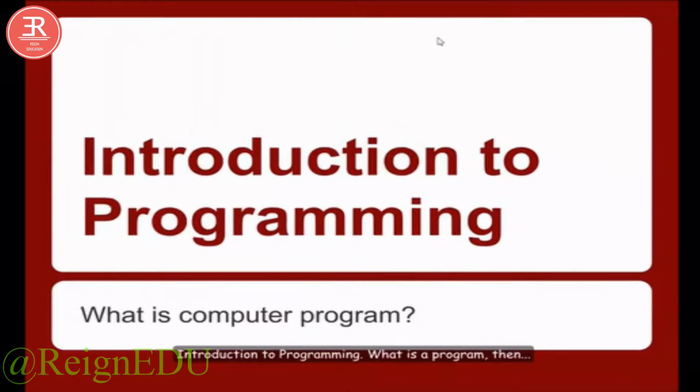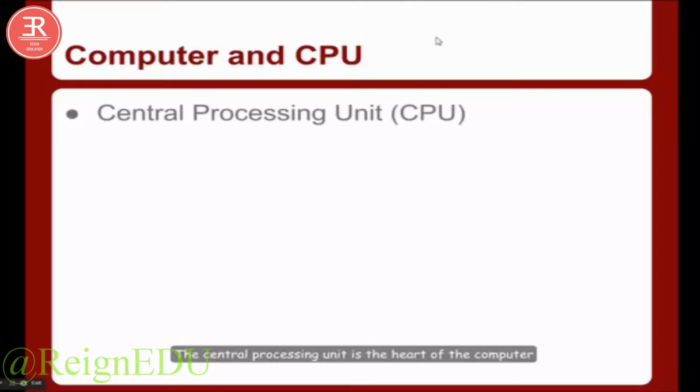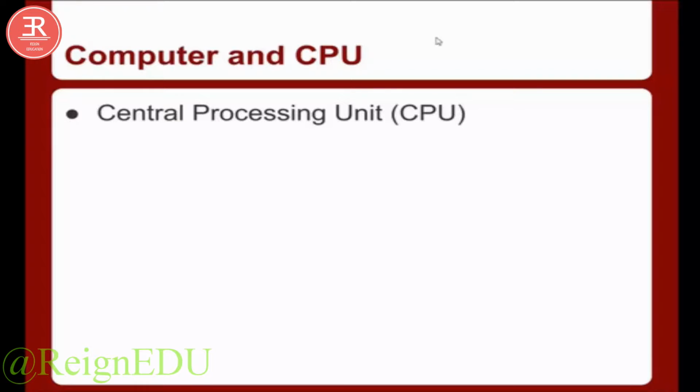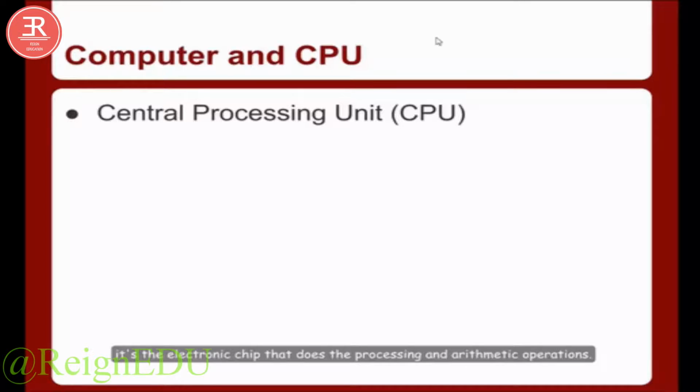Introduction to programming. What is a program then? A computer has a CPU, a central processing unit. The central processing unit is the heart of the computer. It's the electronic chip that does the processing, that does the arithmetic operations. A computer only knows to do arithmetic operations, basically.